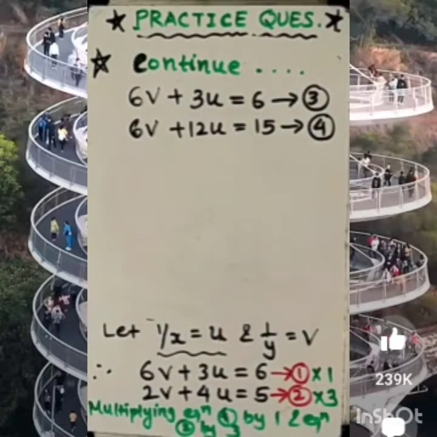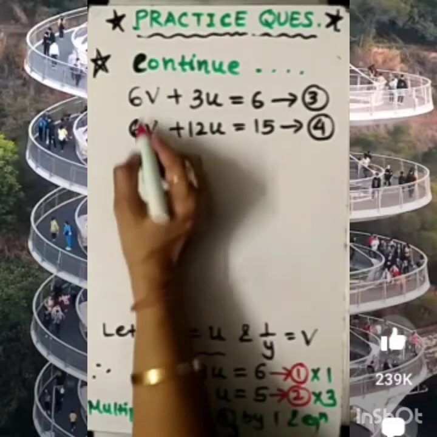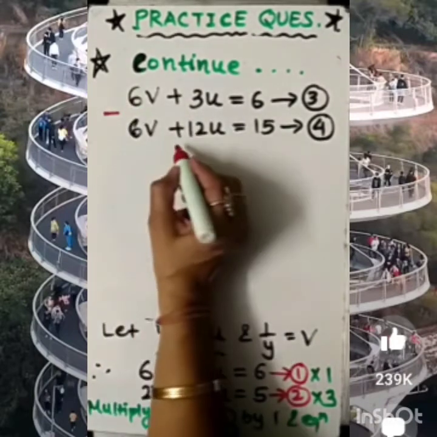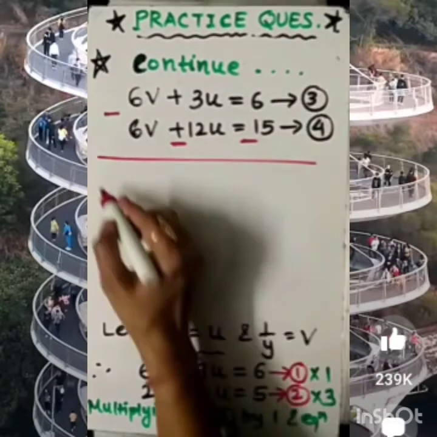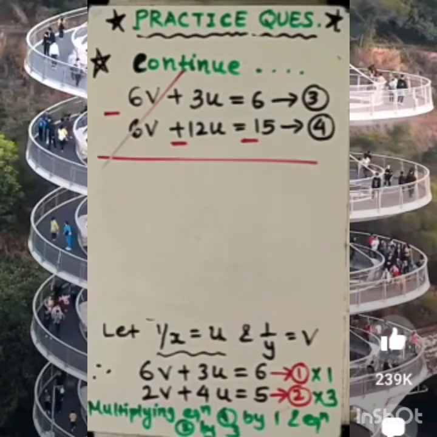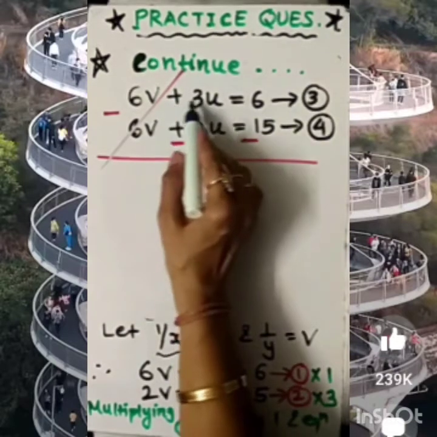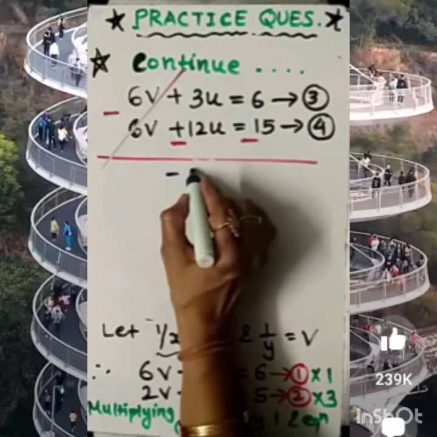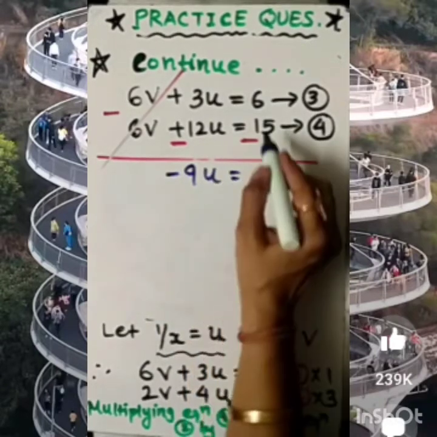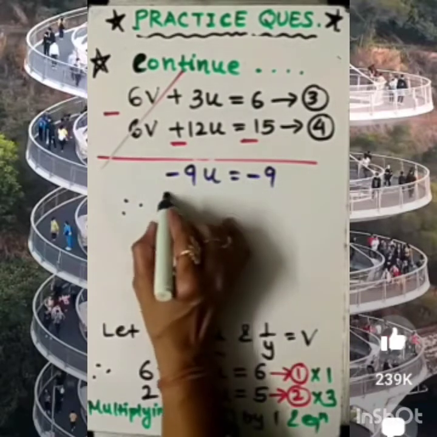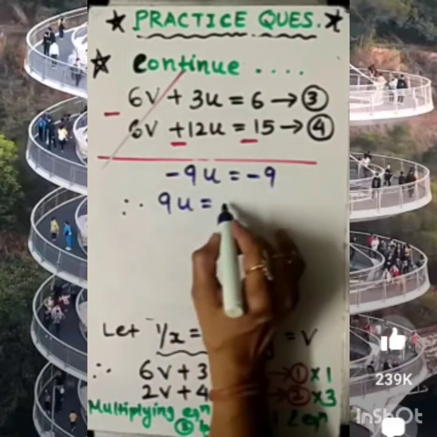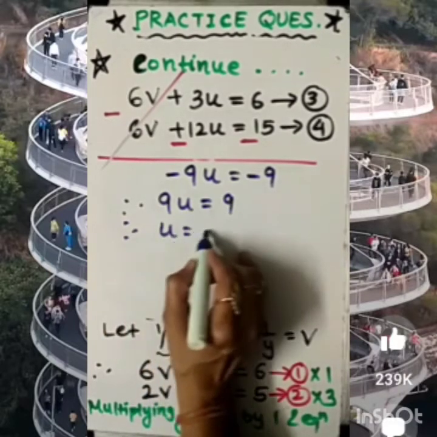Now you observe, if we want to eliminate 6v but both of their sign is similar, positive. So here we need to subtract, and as we know, when we subtract, we need to change the sign. So dear student, this 6v minus 6v will be cancelled. What is left then? Plus 3 minus 12. Plus 3 minus 12 gives the result minus 9. 6 minus 15 is again minus 9. Both of the side minus cancel. So it will become 9 by 9.